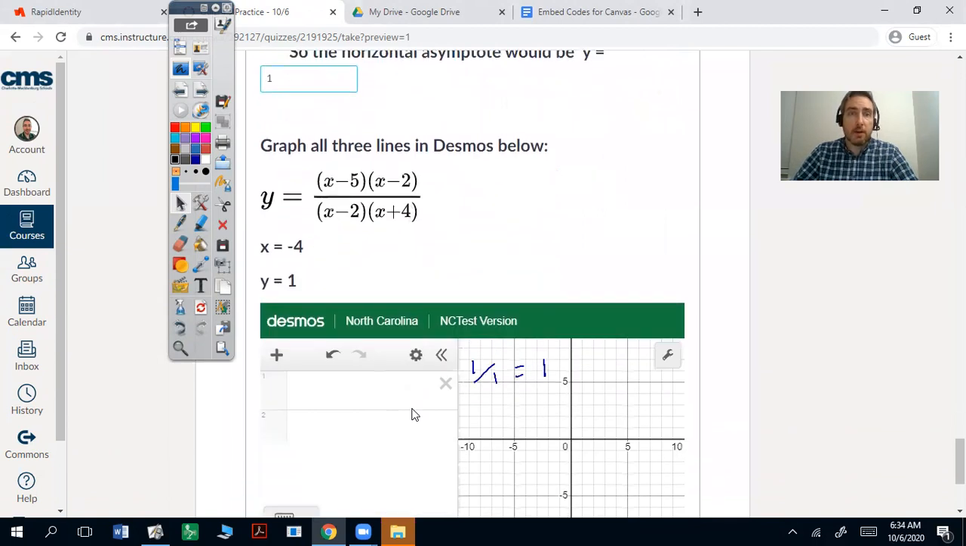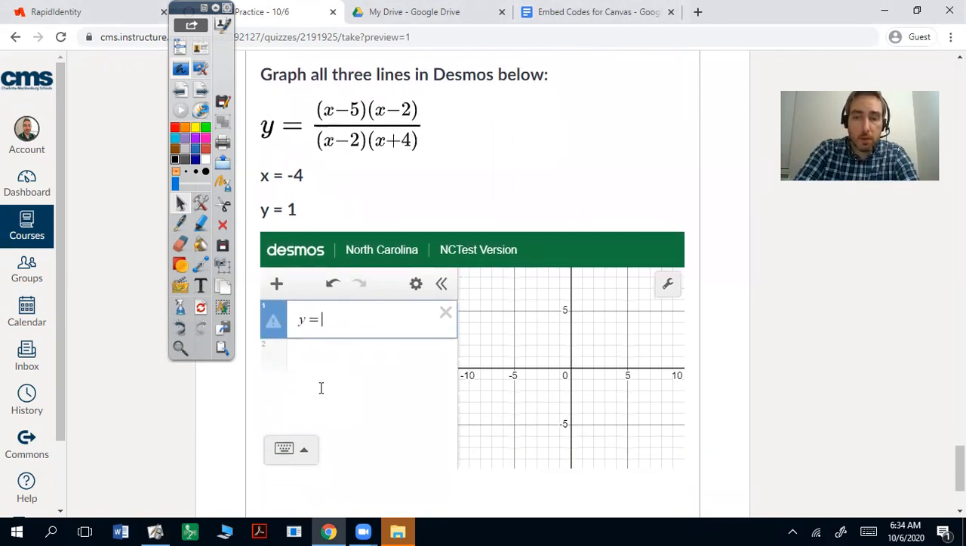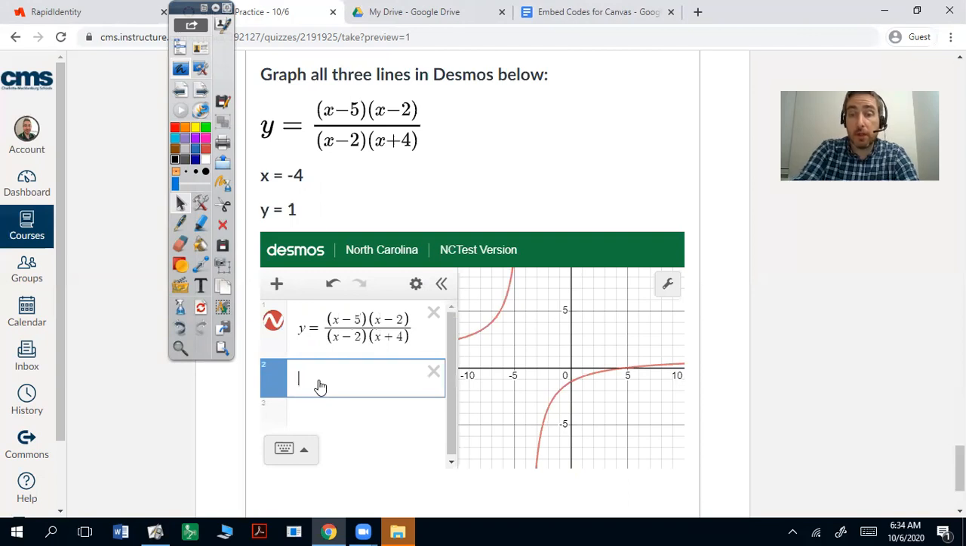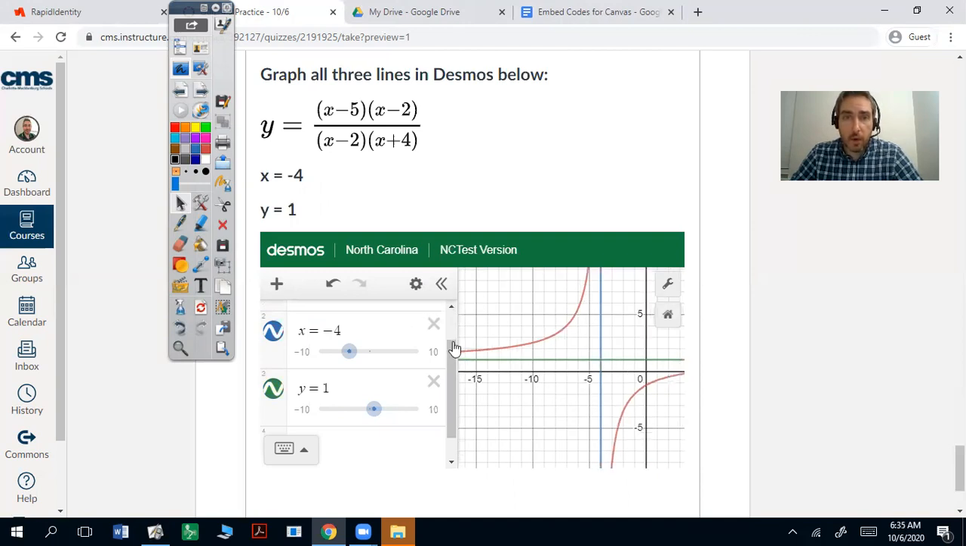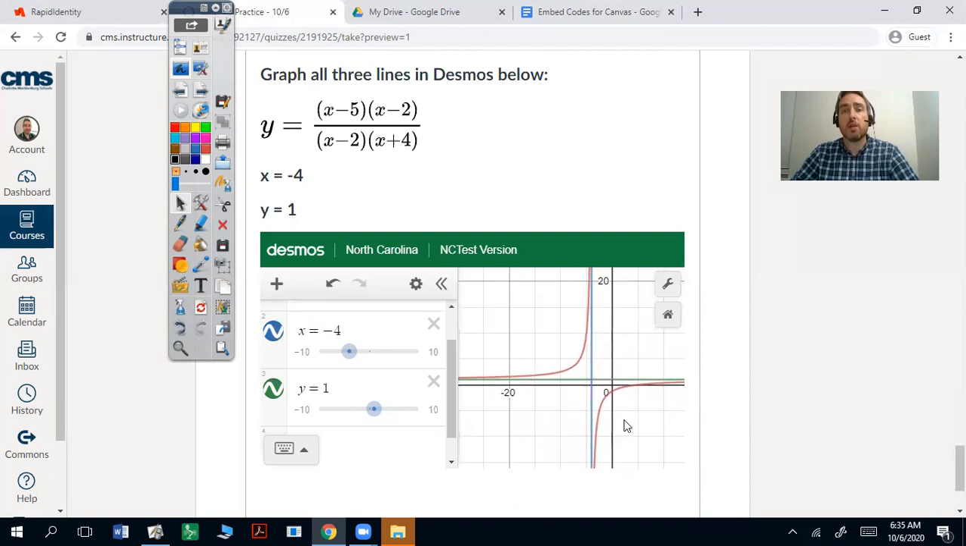And we're going to verify in Desmos that all 3 of these lines are interacting with this graph. So if you graph y equals x minus 5, x minus 2 over x minus 2, x plus 4, your original graph, and then you graph the vertical asymptote, x equals -4, x equals is vertical. If you graph the horizontal, y equals 1, you can see how that graph is centered around those lines, okay? But it's never going to touch those vertical and horizontal lines. It'll approach it.